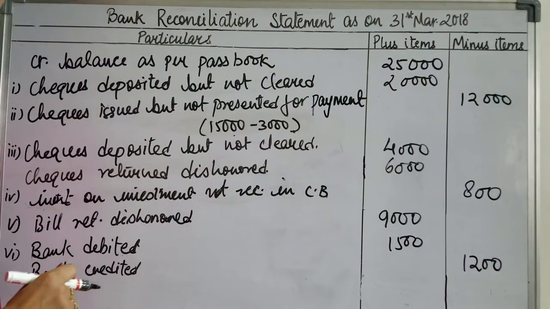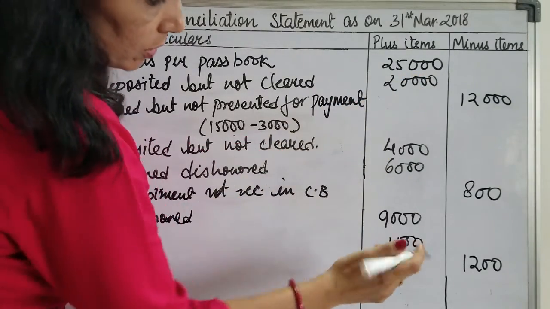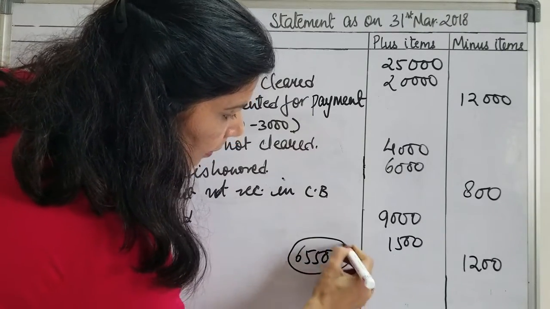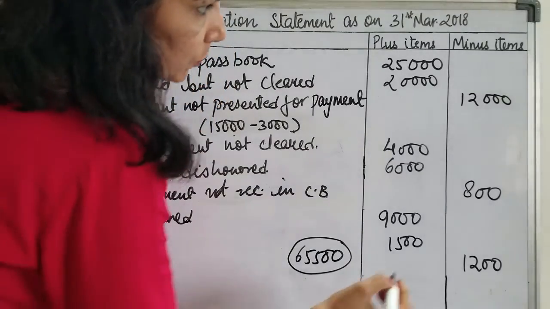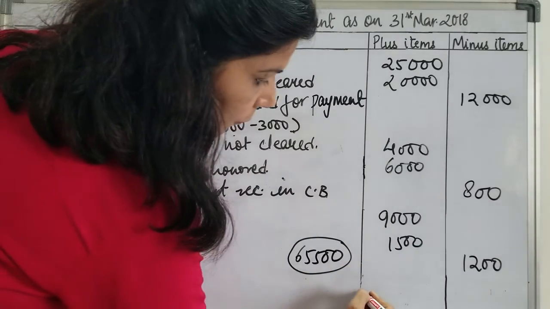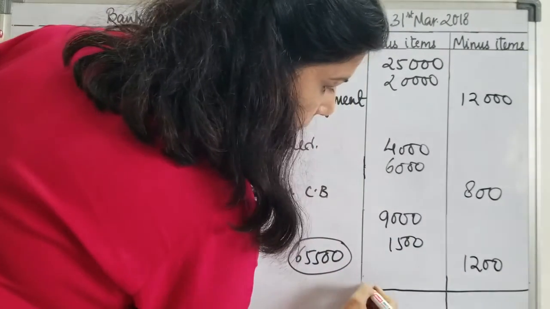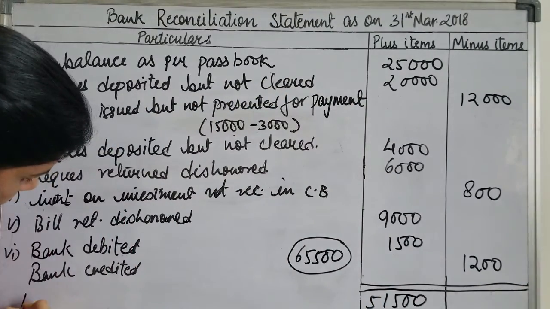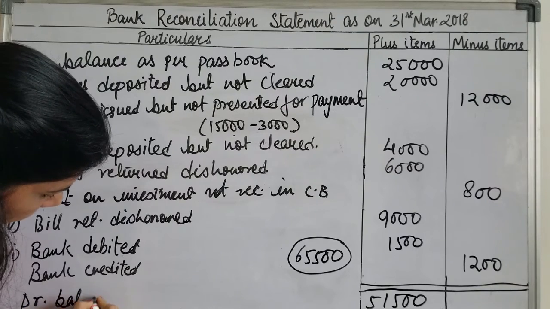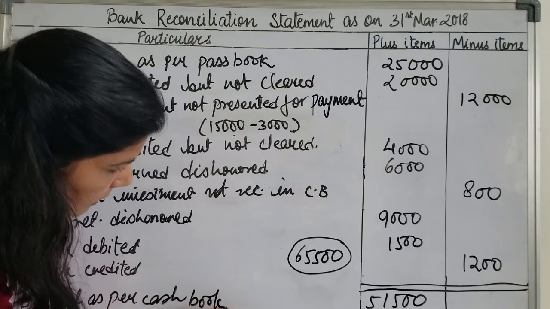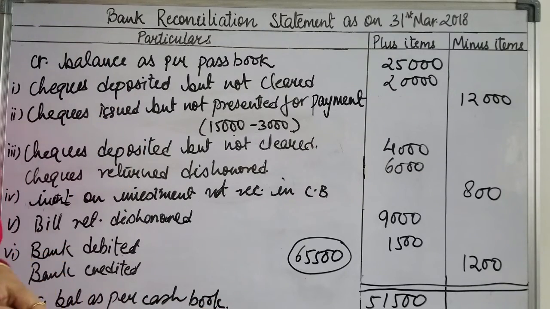Now as we are done with all the statements, let's take the total. Total of this side comes to 65,500. I'm doing the rough work here, but please don't write it like this. And the total of this side is 14,000. So the difference of 51,500 will be the debit balance as per cash book. This is how we prepare a bank reconciliation statement.